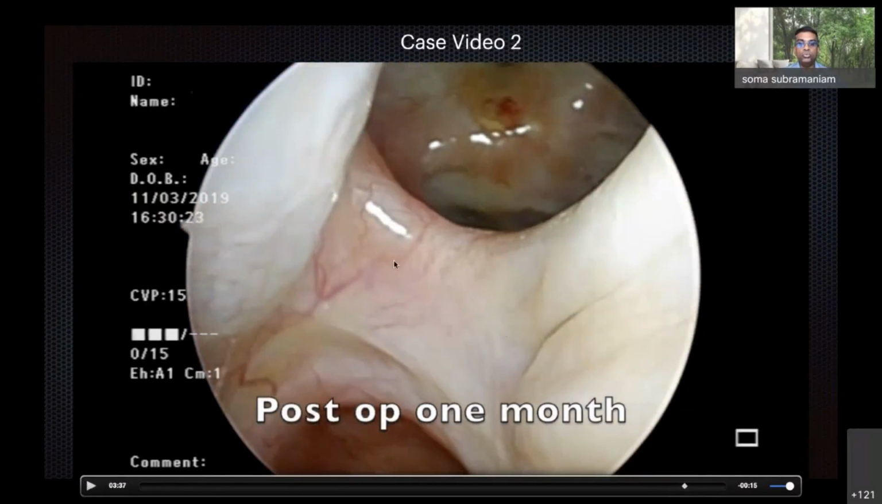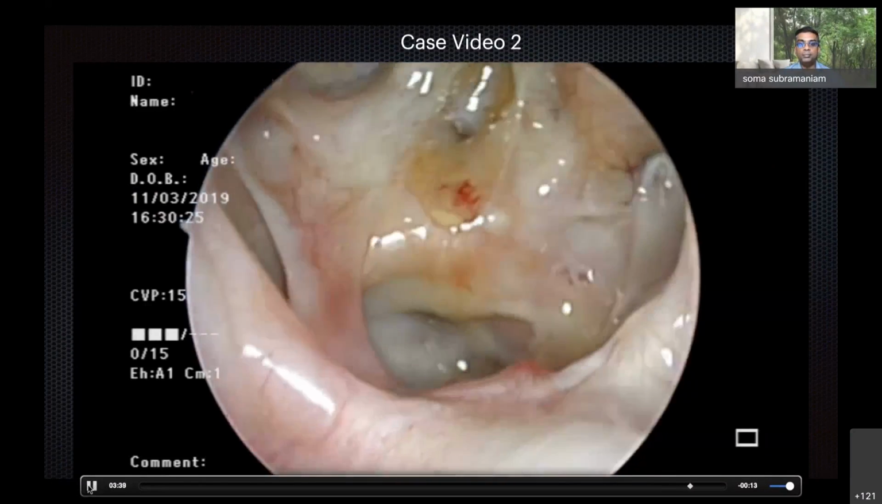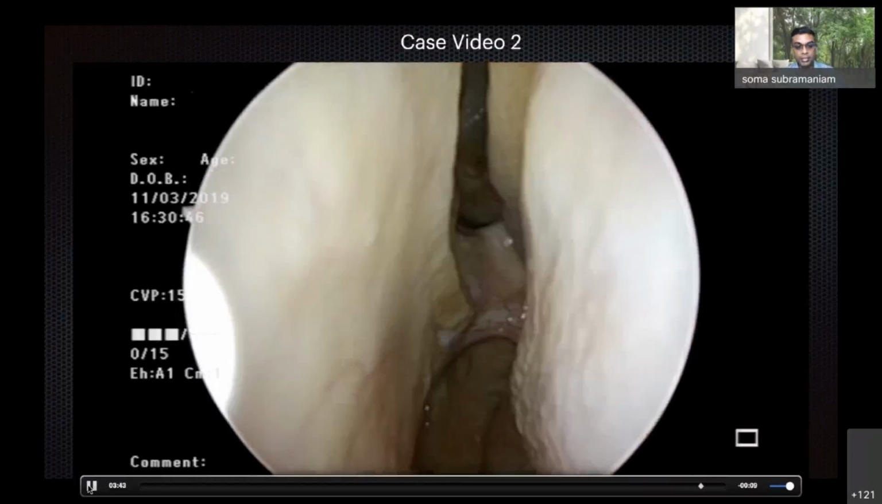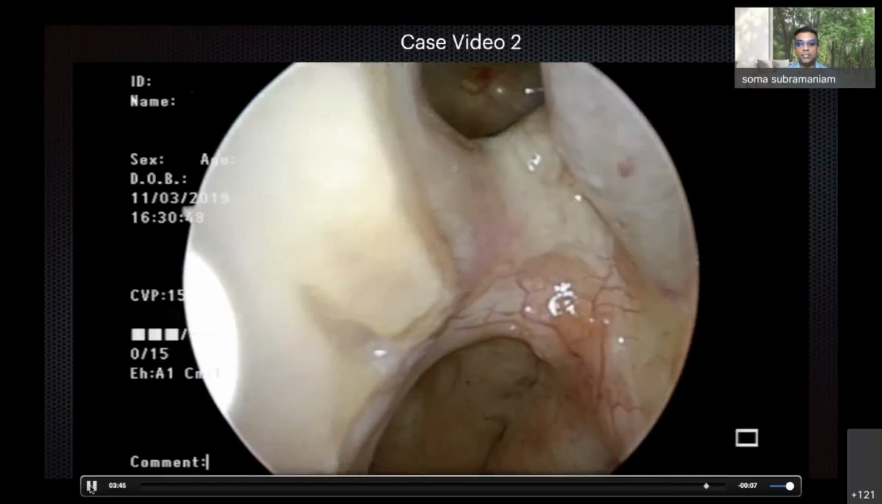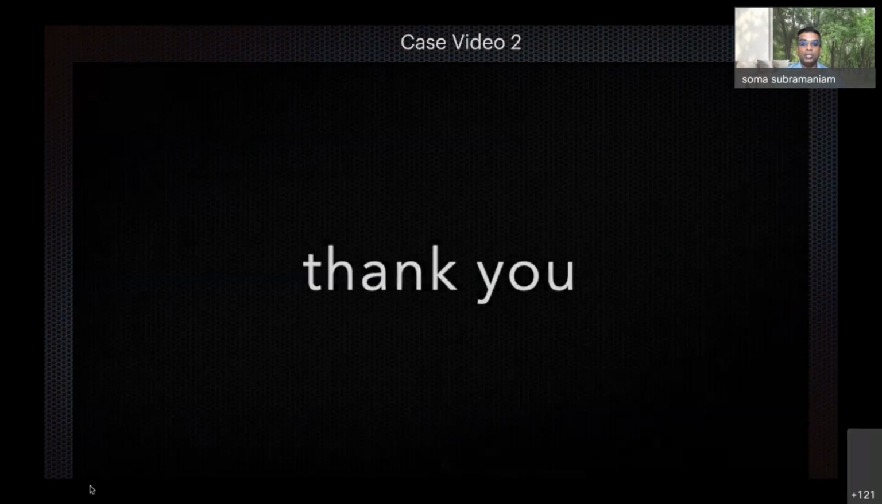So you can see at 1 month, it's beautifully mucosalized. There is no crusting. And this is the pedicle of the nasal septal flap, which is preserved if you need to use it for other purposes. The sphenoid sinus is widely open. So always remember that preservation of function is as important as having a wide approach. And that has to be our key in this day and age. All right.